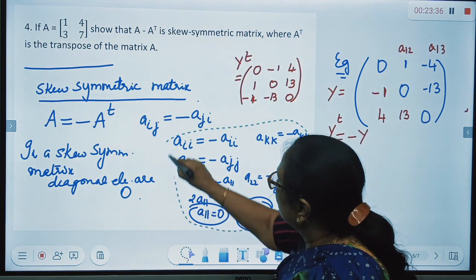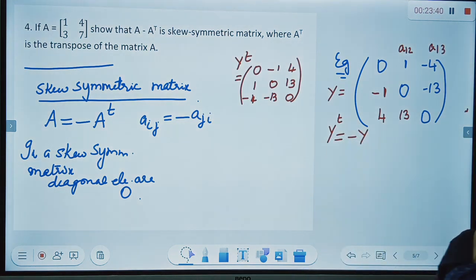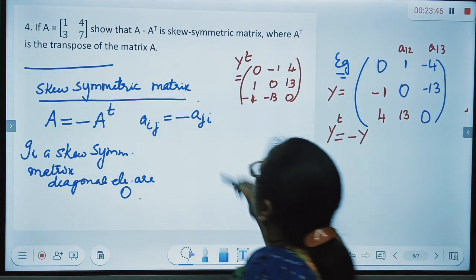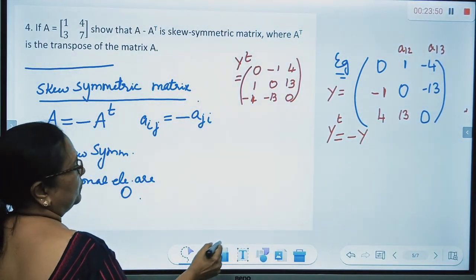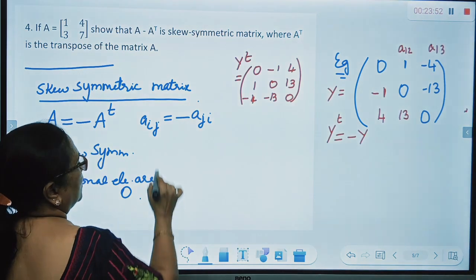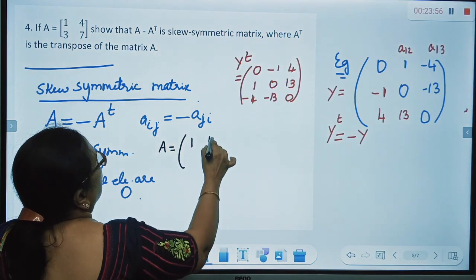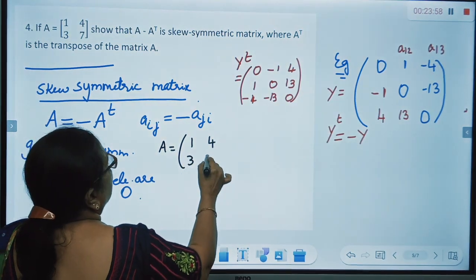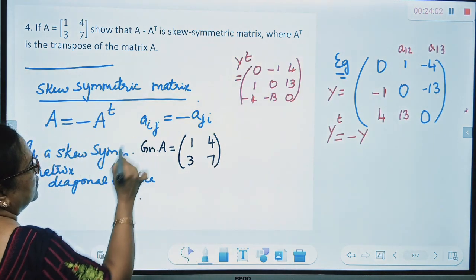So I am going to remove all this. I hope you have internalized that in a skew symmetric matrix, all the diagonal elements are 0. Now let us look at the given problem. In the given problem, A equal to 1, 4, 3, 7.